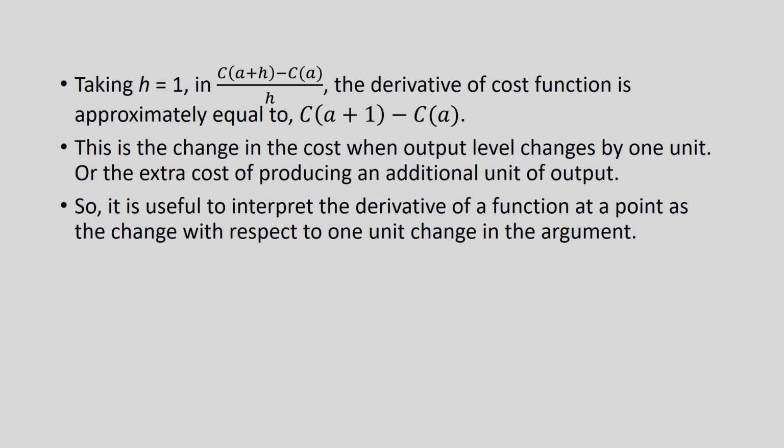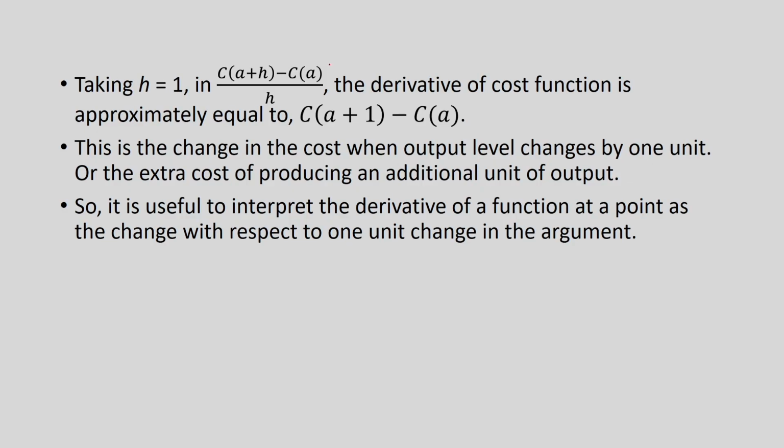Okay, so I come to that point: why we are talking about change in the output level by 1 unit. Suppose I take h equal to 1, then this Newton quotient becomes equal to this, right. So, C of a plus 1 minus C of a divided by 1. So, it becomes C of a plus 1 minus C of a. So, the derivative becomes something very close to this amount, right.